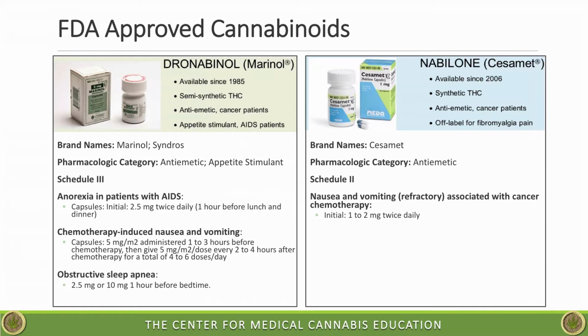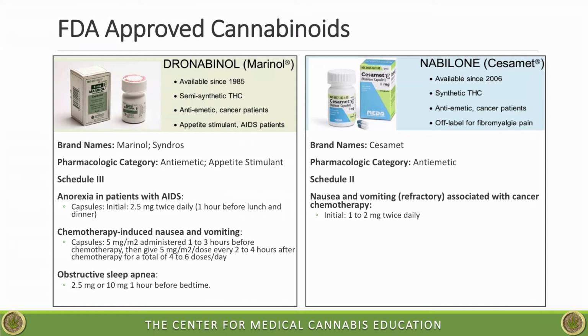Dronabinol is the same chemical formula and the same chemical structure as naturally synthesized THC. It's a Schedule III controlled substance. Naturally synthesized THC is a Schedule I controlled substance. Nabilone is Schedule II. It is a different chemical formula, different chemical structure. It's got a greater affinity for the CB1 receptor and greater pharmacodynamics, so higher potential for abuse.